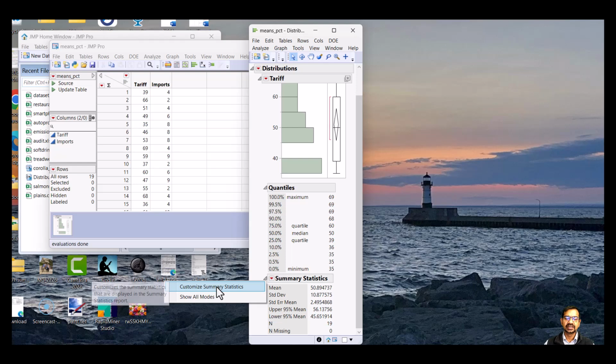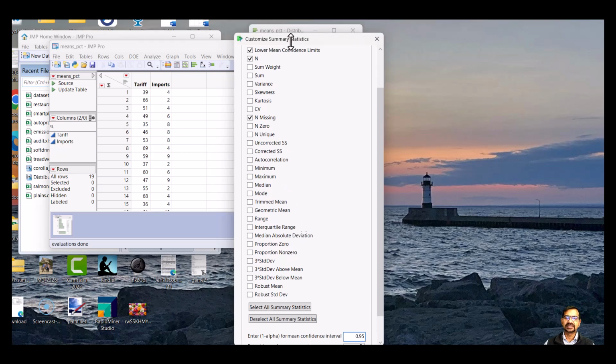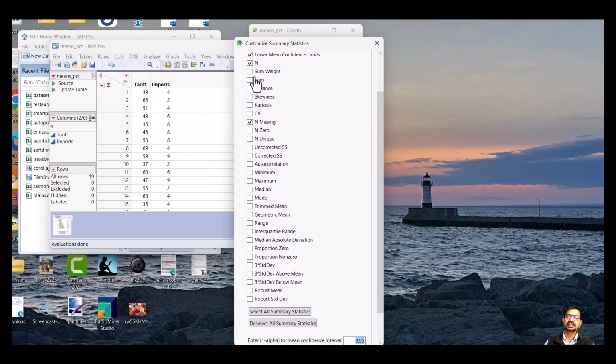We can also customize what statistics we want to see. If we click on Summary Stats, we get a whole lot of options about what specific summary statistic measure we want to display. Again, there are just a lot of measures. Initially, JMP is not overloading us with what we want, but we can get a variety of these measures here.